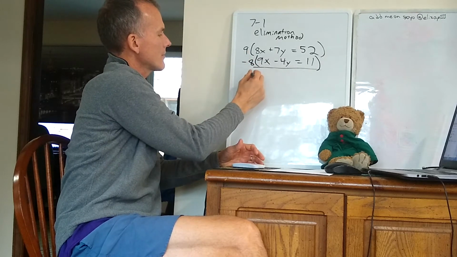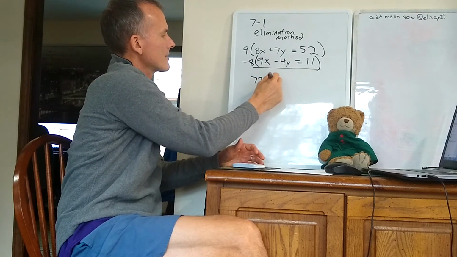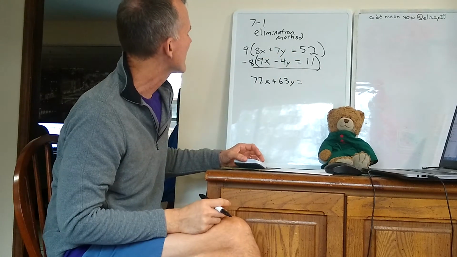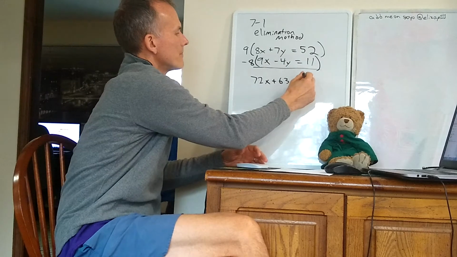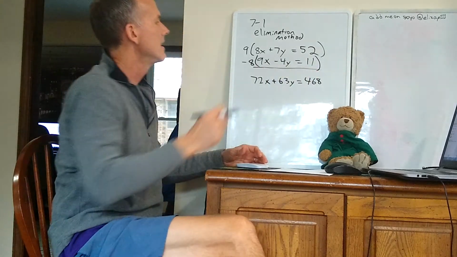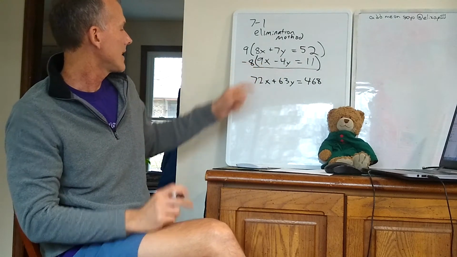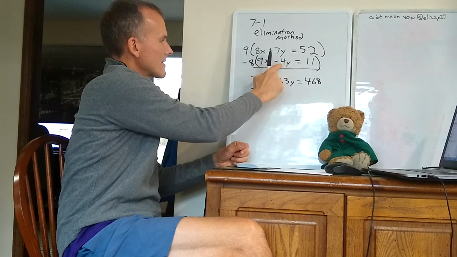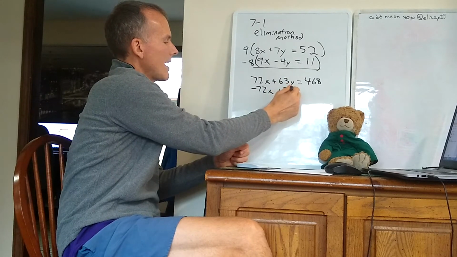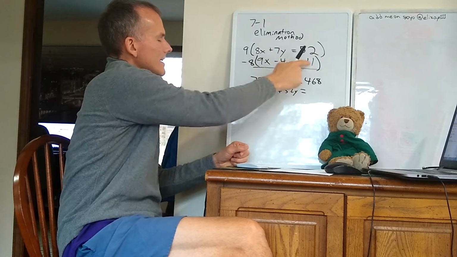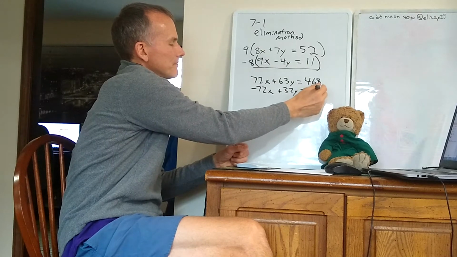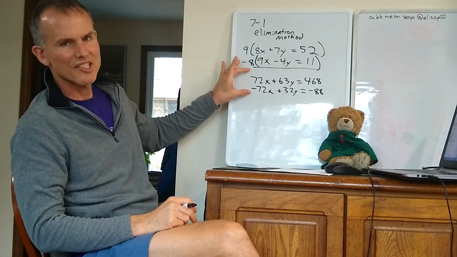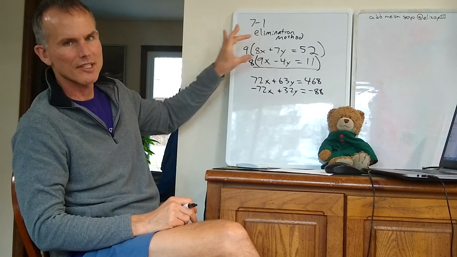So I'll do the top equation first. I'll get 72x plus 63y equals, and then let's see, is that 468, I think. And then that would give me negative 72x. Negative times a negative will give me a positive 32y. And negative 8 times 11 will be negative 88. Okay. Now, this system of equations is equivalent to this system of equations.